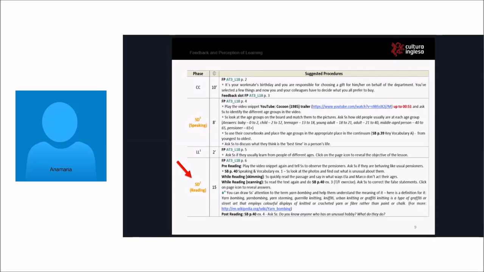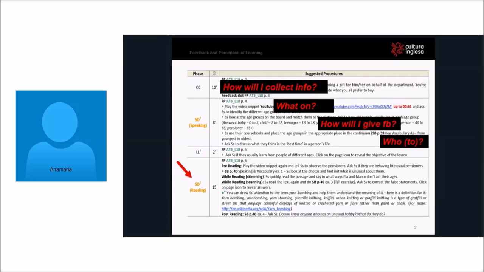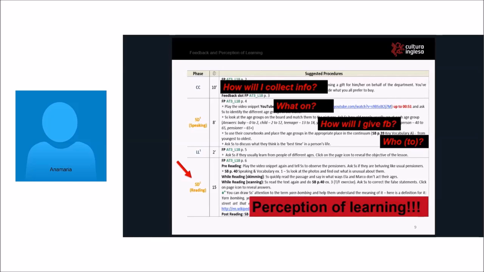I asked myself the questions. How will I collect the information? What will I give feedback on? Of course, in this case, I thought, okay, reading strategies. How will I give feedback, and who will I give feedback to? Who's going to give feedback to whom, basically? So these were my guiding questions for the planning of this feedback. And also something else we talked about briefly last week was the impact this would have on their perception of learning. So, moving on.